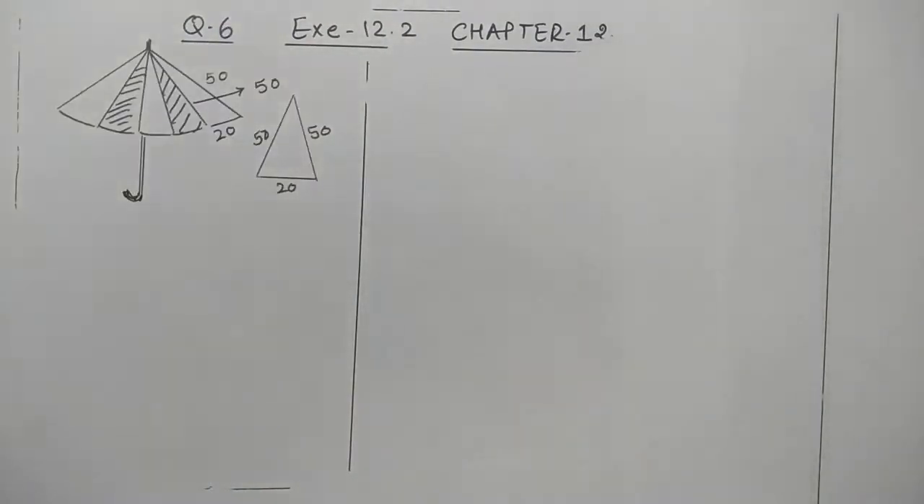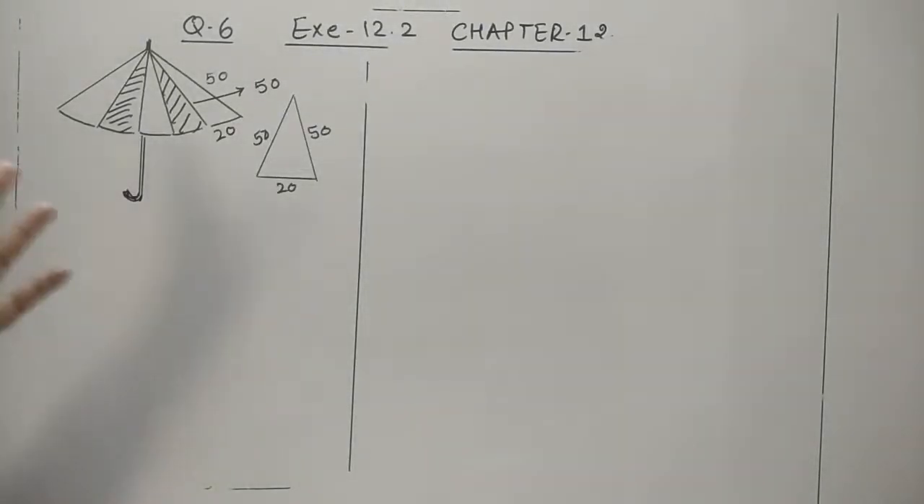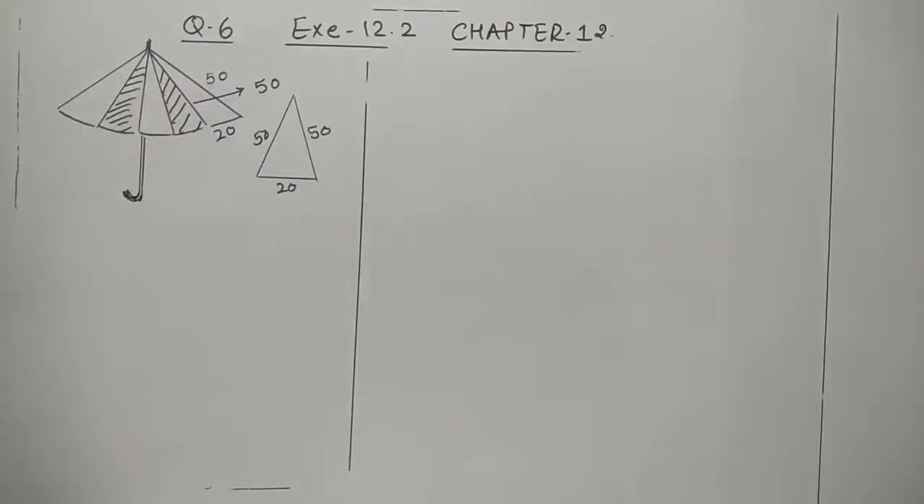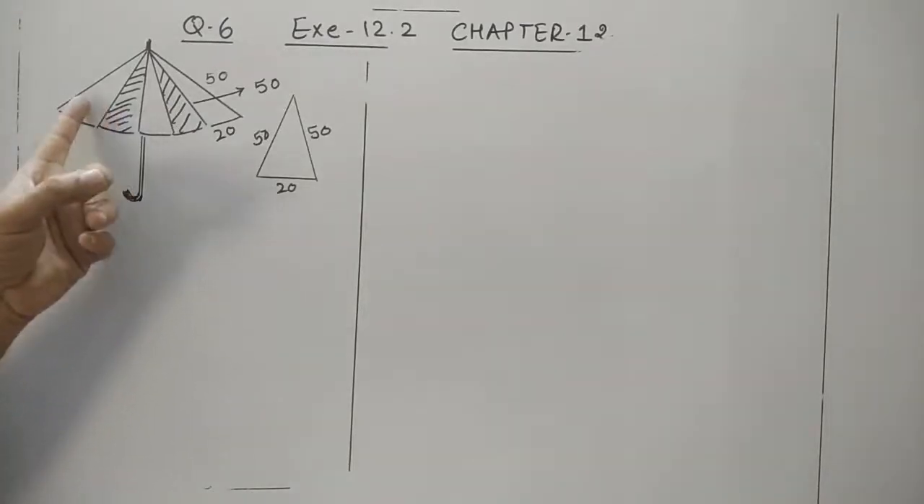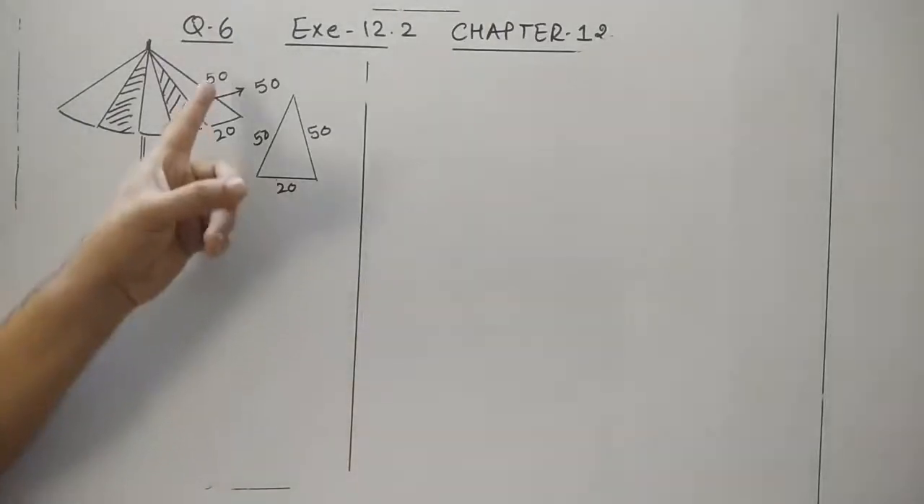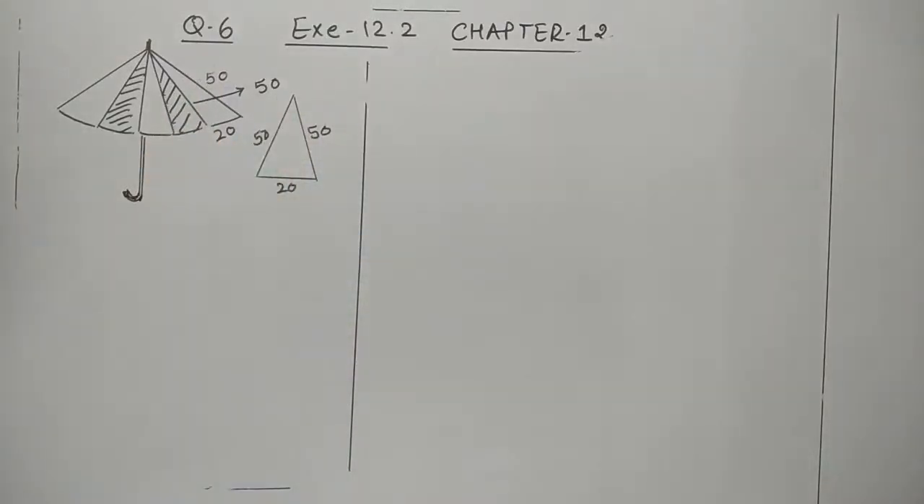Continue with question number 6 here. It is given in the question that an umbrella is made by stitching 10 triangular pieces. You can see the 5 pieces here are of cloth of 2 different colors, one plain and another shown by the shaded region. Each piece measures 50, 50 and 20. You can see this is one part in the shape of a triangle. How much cloth of each color is required for the umbrella?